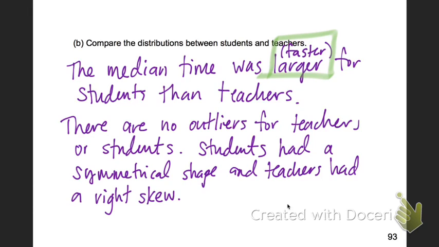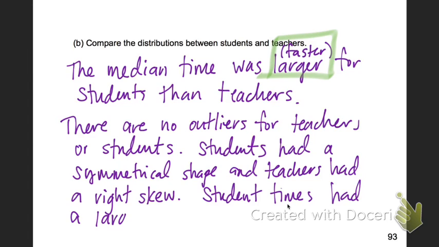So if I were to compare the ranges of both of them, which one had a larger range? So student times had a larger range. And you don't have to use larger. You could say teachers had a smaller, the median time was smaller. As long as you're using some form of comparative language, then that's okay. You don't have to say larger every time. I just usually go with that to keep it consistent.